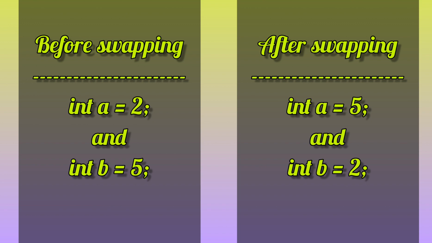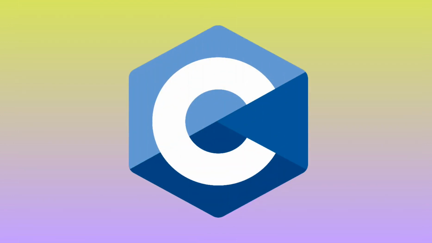So what does this mean? Swapping means just interchanging the values of two variables into each other. The value of a will come into the variable b, and the value of b will go into the variable a. So this is called swapping, just interchanging the values of two variables with each other. Okay, so let us see how it can be done using C programming language.